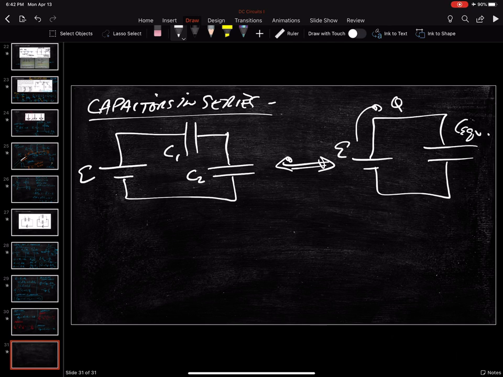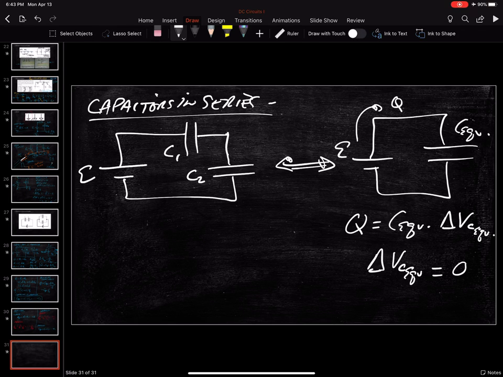Again, we worked this out before, and you know that Q, which comes from the voltage, is C times delta V of the capacitor. So I'm going to write it this way: delta V of the equivalent capacitor is Q over C equivalent. Same thing as we did before. Now I turn my attention to these ones in series.